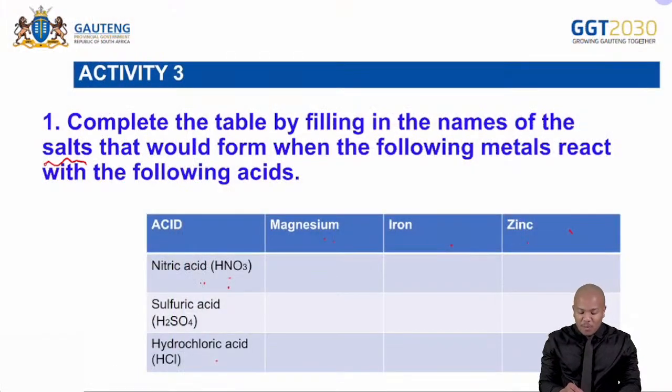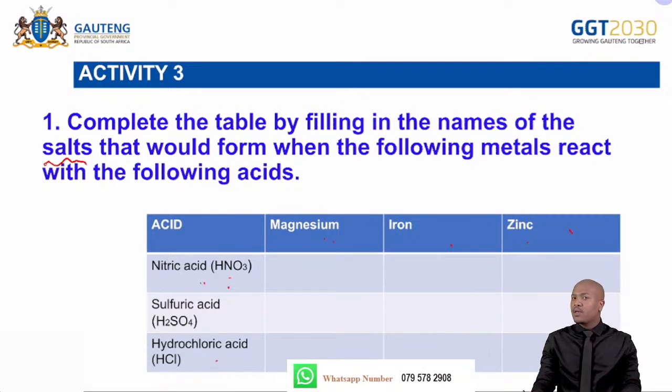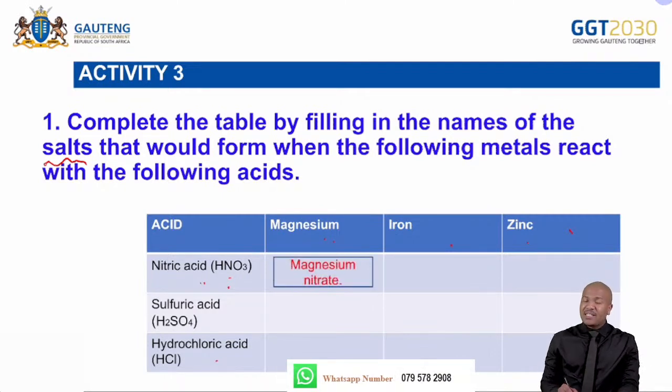Now let's look at the solutions, right? So you needed to complete the table by filling in the names of the salts that would form when the following metals react with the following acids, right? So we have nitric acid, HNO3. What would form as a salt when it reacts with magnesium? The answer is magnesium nitrate. Mark yourself correct. What would form when nitric acid reacts with iron?